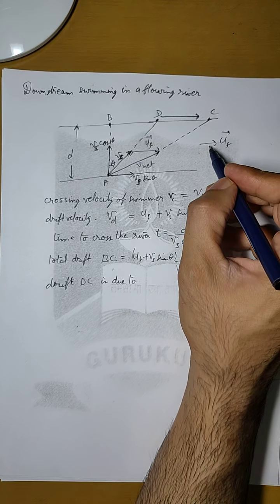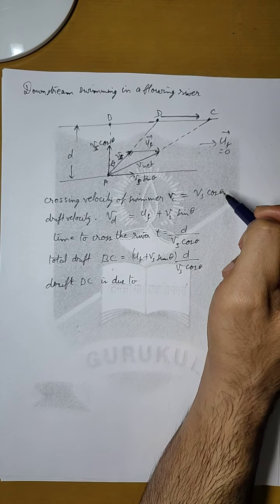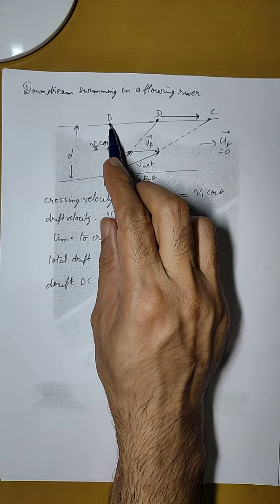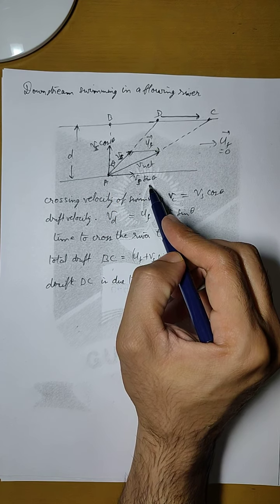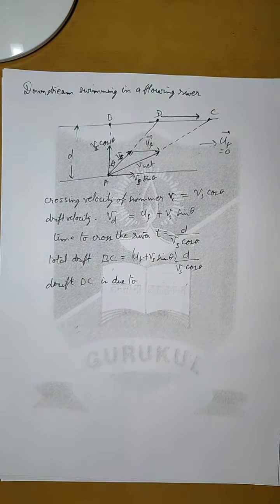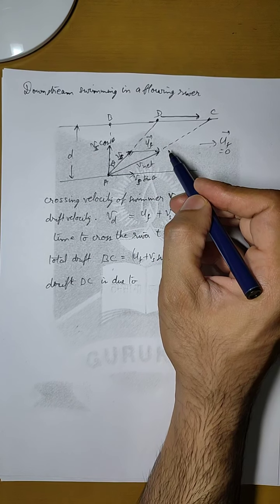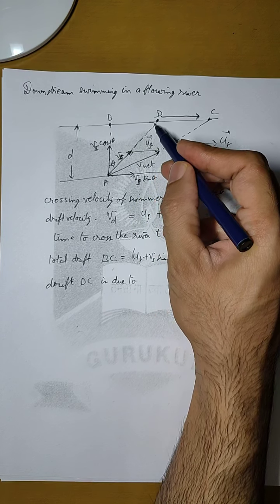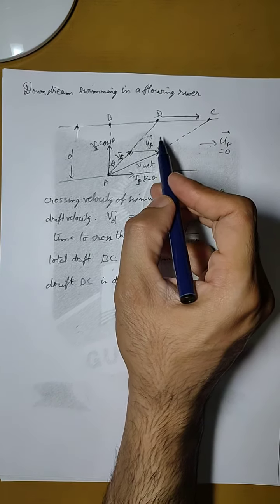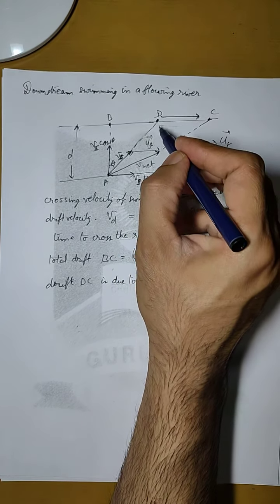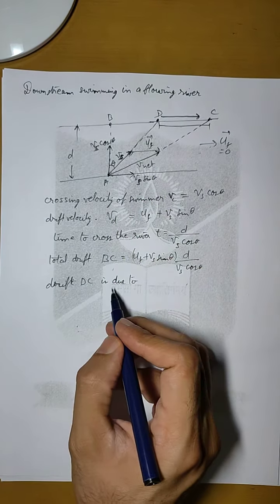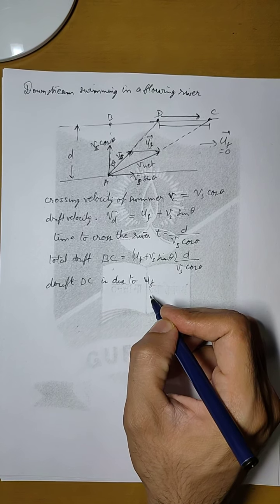Now if the river was at rest, then UF would have been equal to 0. So the only component of velocity which is drifting the swimmer from B in this direction would be Vs sine theta. But if UF was 0, then this vector would have been 0. Then the swimmer would have gone in this direction and reached D. But just because of UF, instead of reaching D, he reached C. So that means UF is helping the swimmer to cover this much distance, to cover this much drift. Only UF is helping, not Vs.